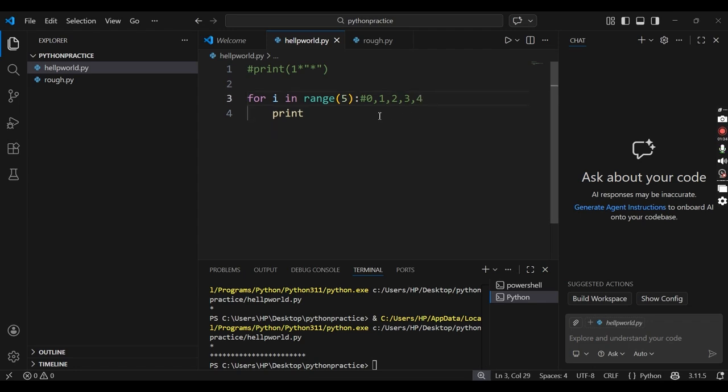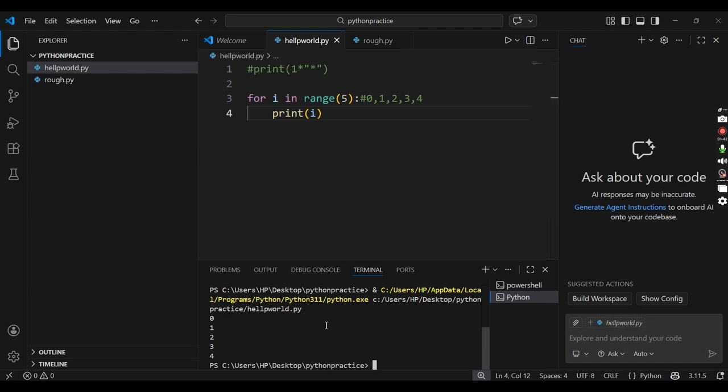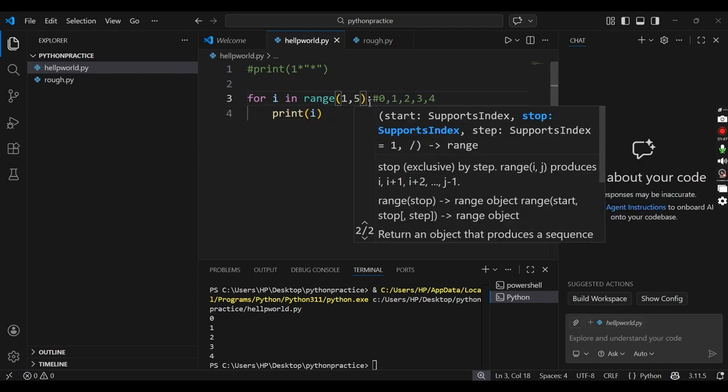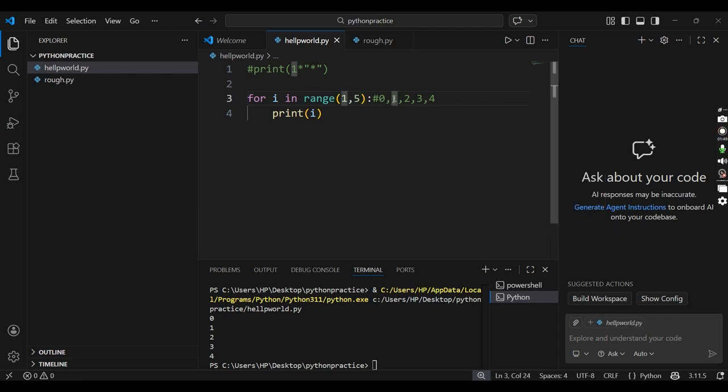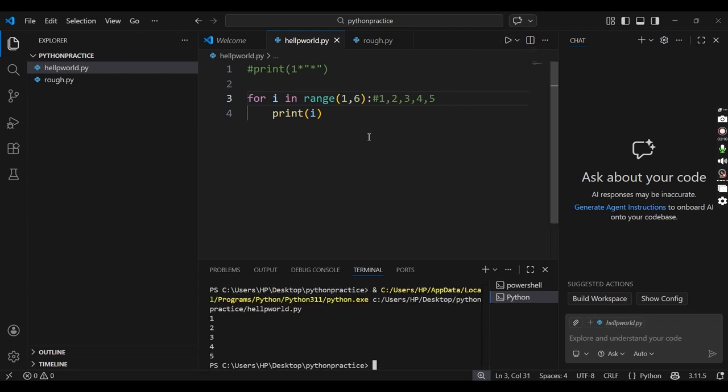You should first know about this. If you print i here, you will simply get 0, 1, 2, 3, 4. Now if you put the first number as 1, then it will not start from 0, it will start from 1 and go up to 5, so 1, 2, 3, 4, 5. But if you make it 6, then it will go up to 5, and so on.